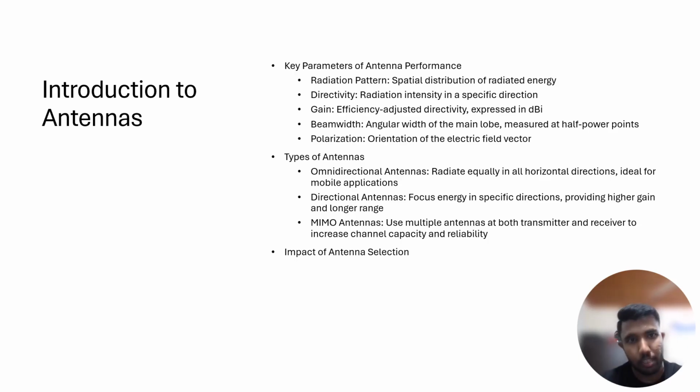in others. Gain. Gain is similar to directivity but accounts for the antenna's efficiency. Not all input power gets radiated due to resistive losses. Gain is typically expressed in dBi, decibels relative to an isotropic radiator. For example, a simple dipole antenna has approximately 2.15 dBi gain, while a directional Yagi antenna might have 10 to 15 dBi gain.